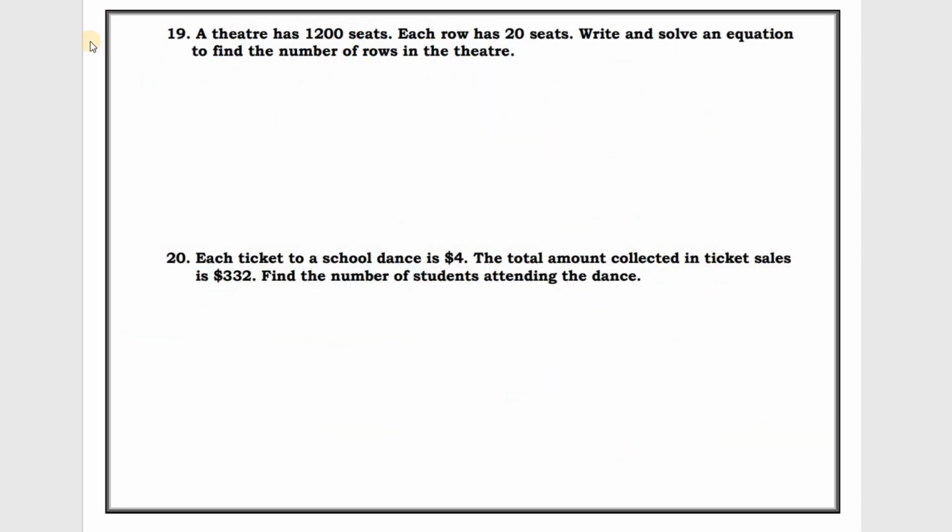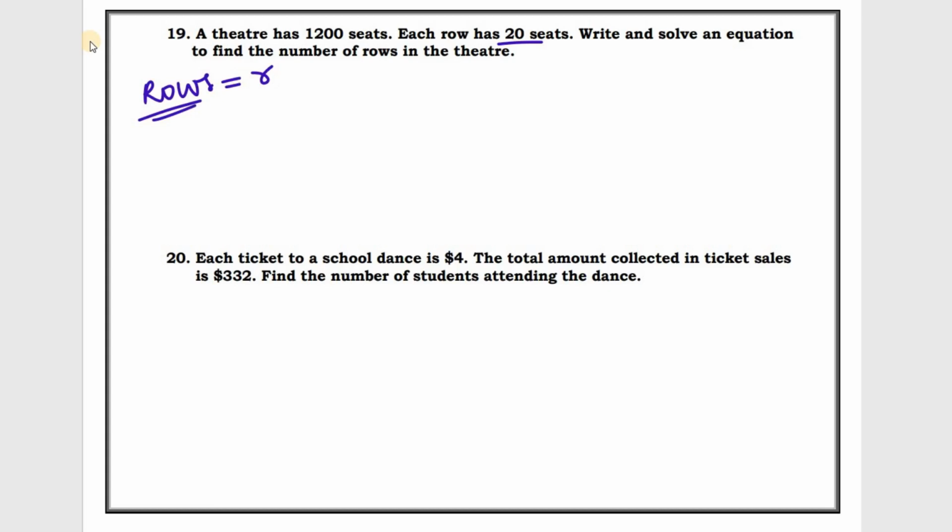Number 19. A theatre has 1200 seats. Each row has 20 seats. Write down an equation for this and solve that. Find the number of rows. Let the number of rows, so rows, right? So I'm taking the variable r here.